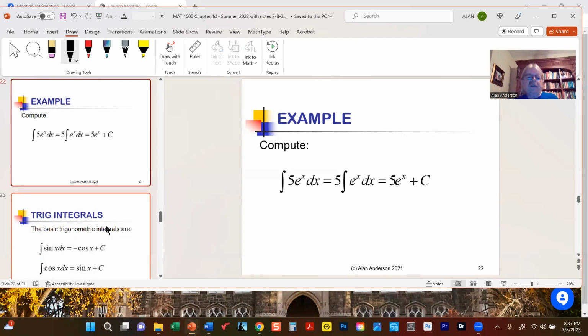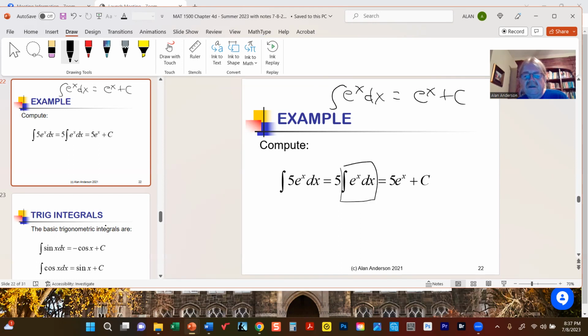And then, in a similar case here, I'm basically moving the 5 outside, and you remember from before, the integral of e to the x dx is e to the x plus C. So that's what this is equal to. But because that 5 is there, I end up with 5e to the x plus C.